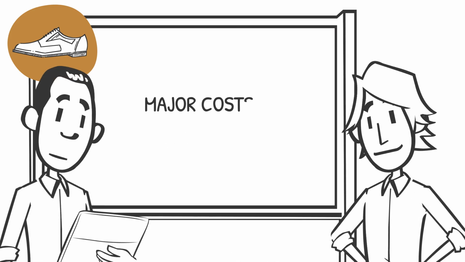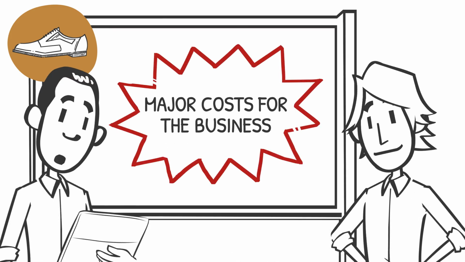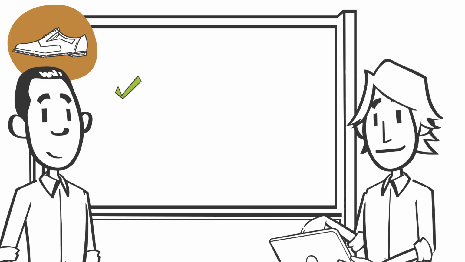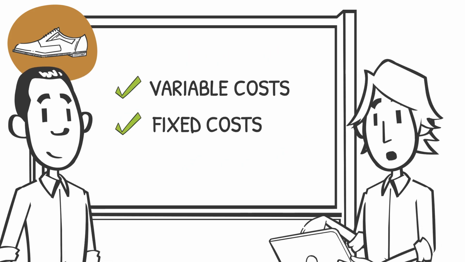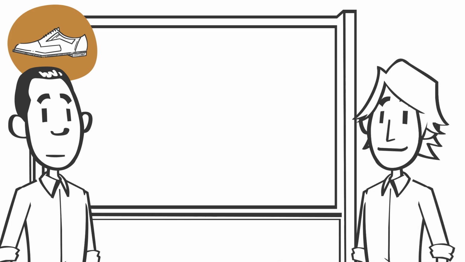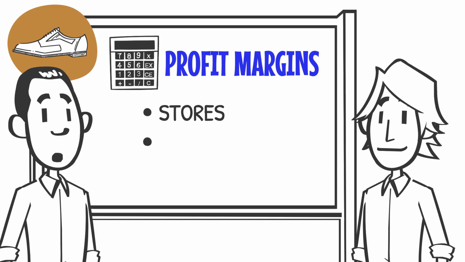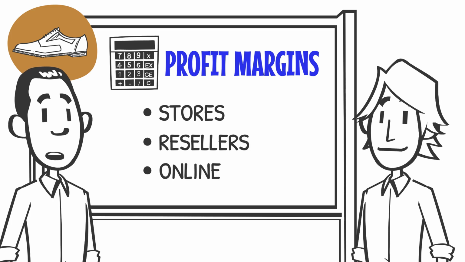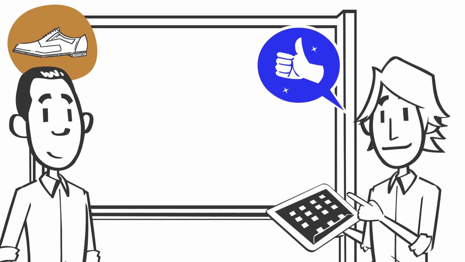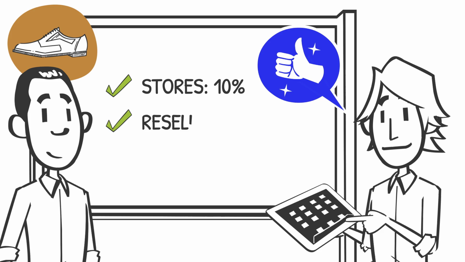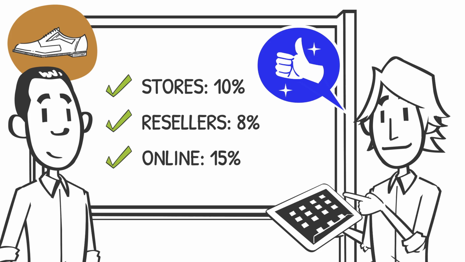Next, the interviewer asks you to brainstorm the major costs for the business. You come up with a great list of different variable costs and fixed costs. Afterwards, the interviewer asks you to calculate the profit margins across their 3 major sales channels: stores, resellers, and online. You perform the correct calculations and determine that they are 10%, 8%, and 15% respectively.